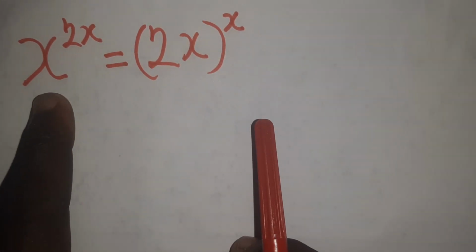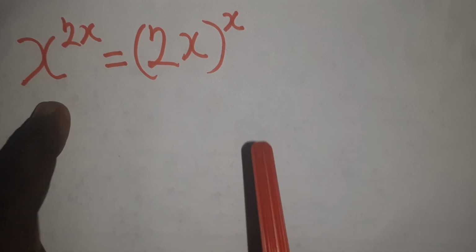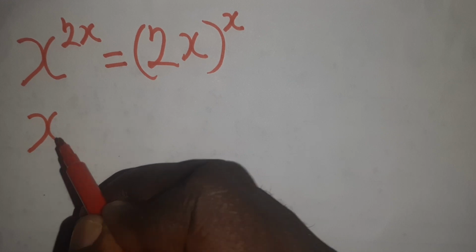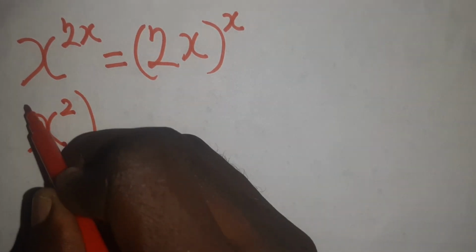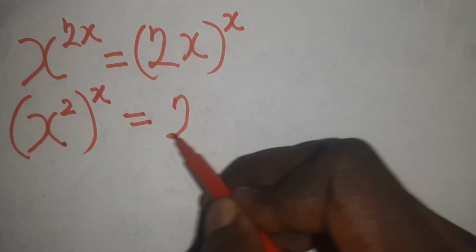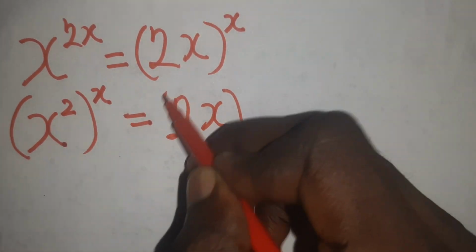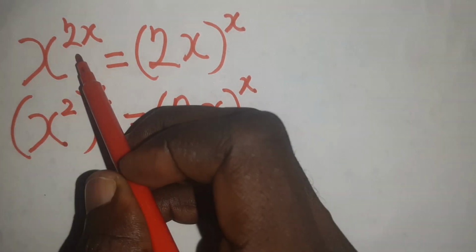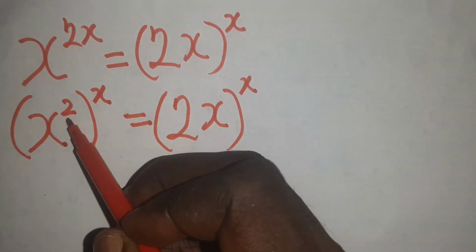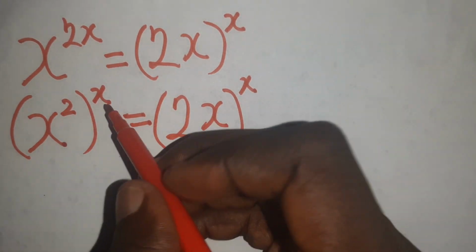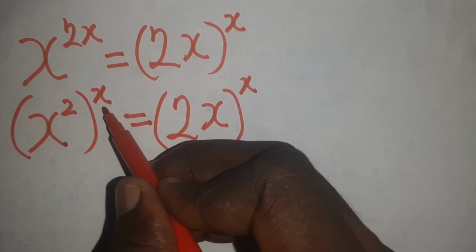I could rewrite the equation, the value on the left hand side. It then becomes (x raised to the power 2) all in bracket raised to the power x equals, then this one still remains the same, (2x) all in bracket raised to the power x. And of course, if I should open the bracket, I'll get back this term, so they are the same. 2 times x still gives me 2x, so they are the same. But I'm doing this so that I can easily eliminate the power x.